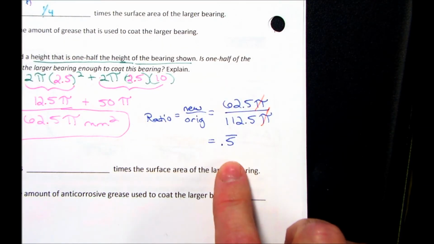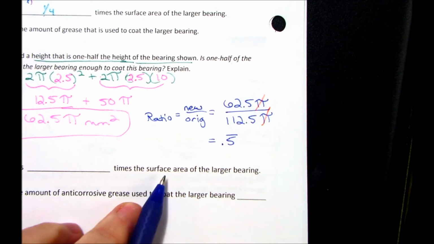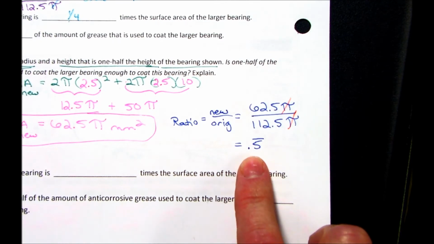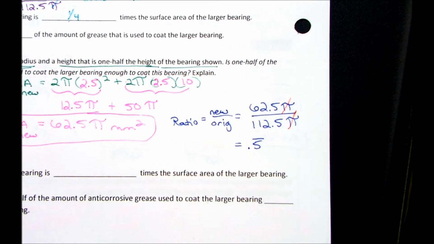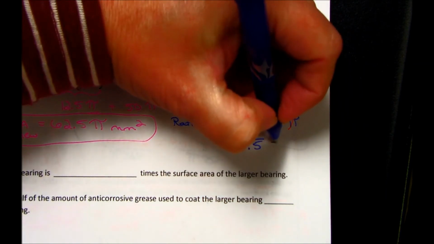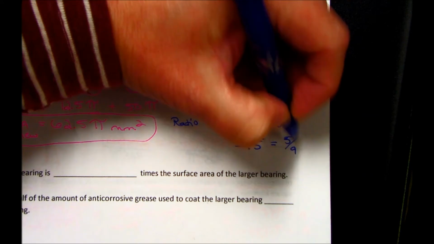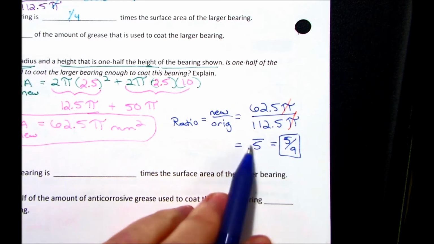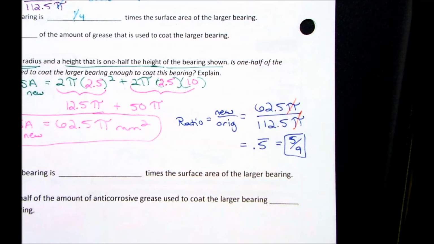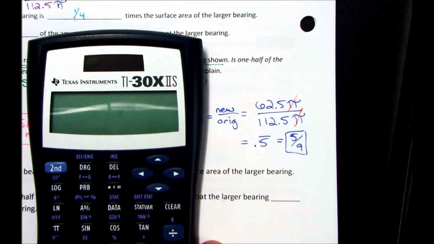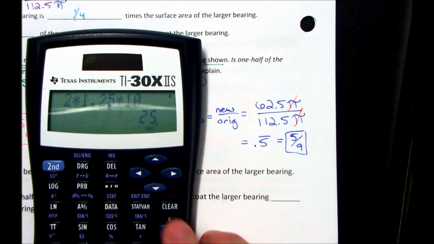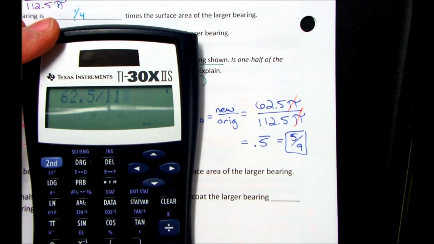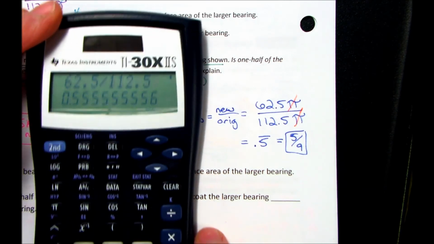In the next part, when I'm filling in these blanks, I don't want to use 0.5 repeating. I would like to change that to a fraction. Well, 0.5 repeating actually is 5/9. Whenever you have a repeating decimal, just put the number that's repeating over 9 if it's one digit, and that will be your fraction. Or on your calculator, if I type in 62.5 divided by 112.5, that's what it looks like on the calculator.